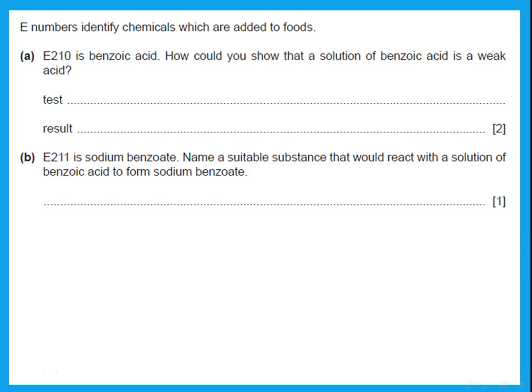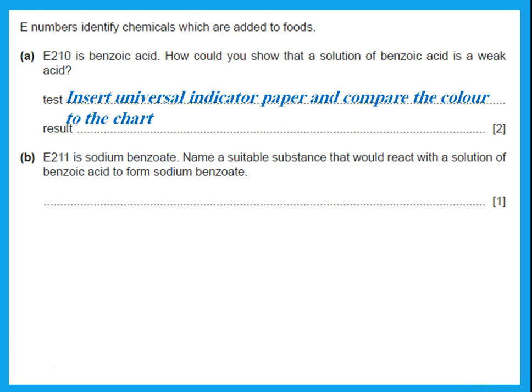Okay. E numbers identify chemicals which are added to foods. E210 is benzoic acid. How could you show that a solution of benzoic acid is a weak acid? Again, how do we show if something is a weak acid or weak base, strong acid or strong base? Insert universal indicator paper, compare the color to the chart. If it is a weak acid, what should I get? You can either say that I will get pH 4 to 6, or you can tell me that the indicator paper will turn orange or yellow.